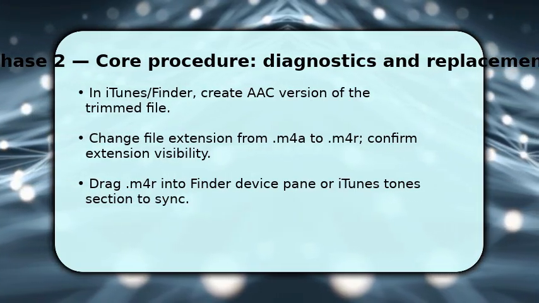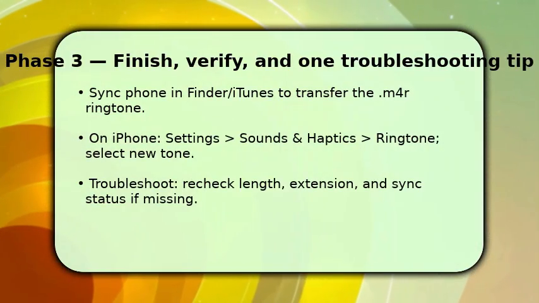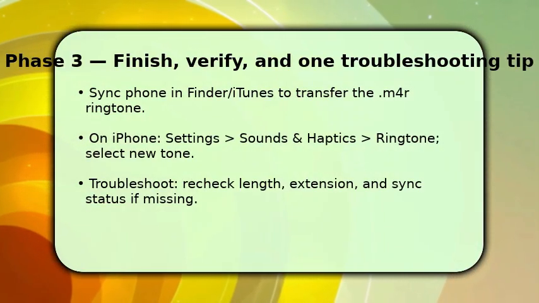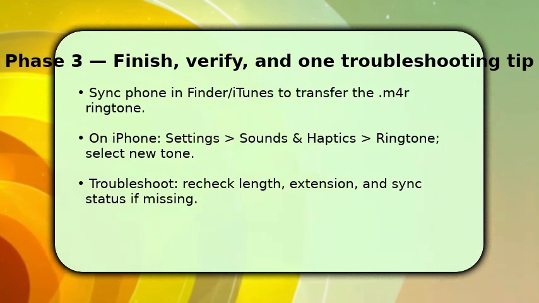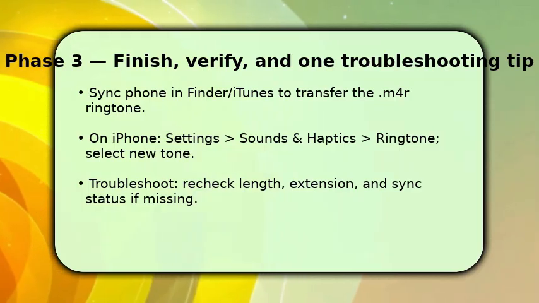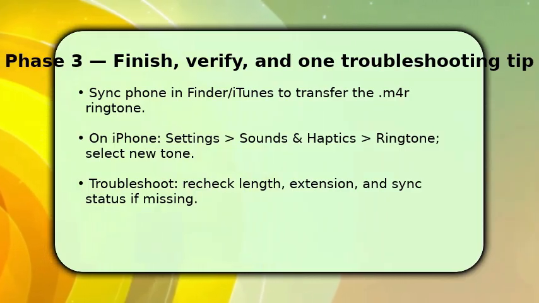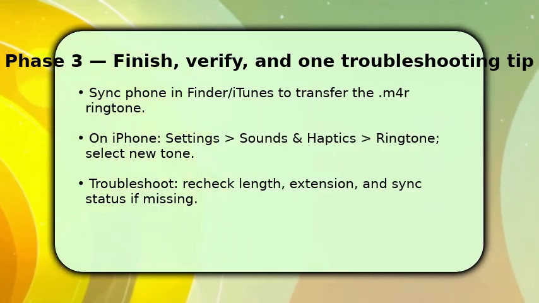This step moves the ringtone onto the phone when you finally sync your phone so the M4R transfers to the device. Once syncing finishes, open Settings, go to Sounds and Haptics and choose Ringtone. Your new tone appears at the top of the list. Select it. If you don't see it, make sure the file was under 40 seconds, correctly renamed to M4R, and that the sync completed without errors.